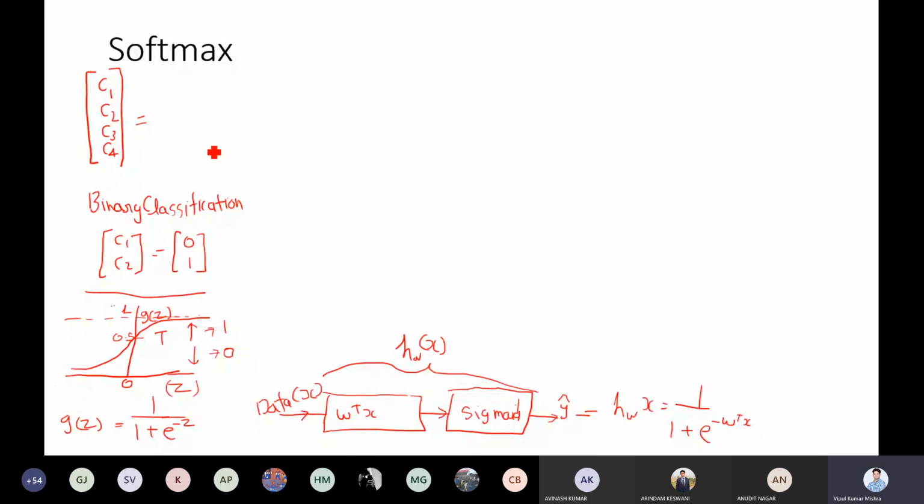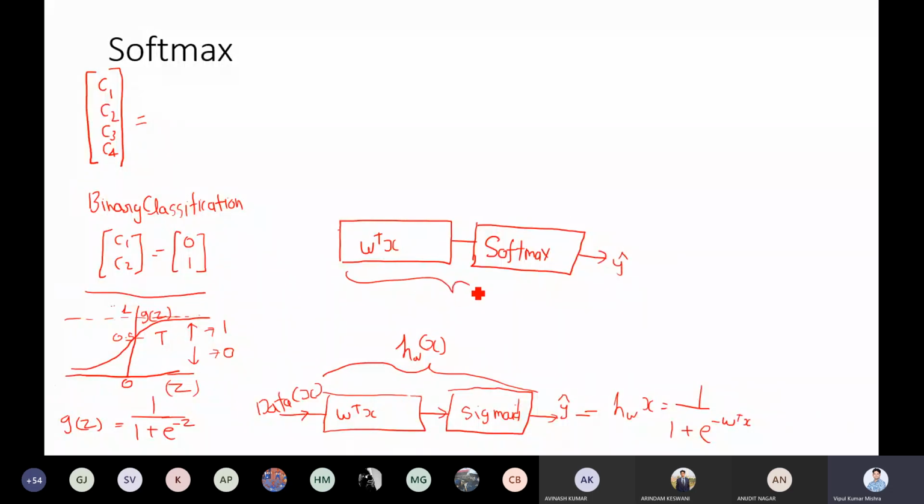But once you have multi-class classification, what modification do you require? You still need w transpose x, that will remain the same. Now as we have multi-class classification, you need a different function to deal with it, and here we will add softmax, so that you get y cap as an output, and this entire thing becomes your h of wx, right? And here you have data.